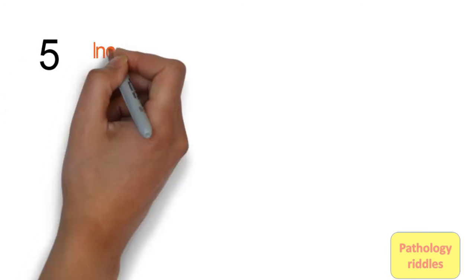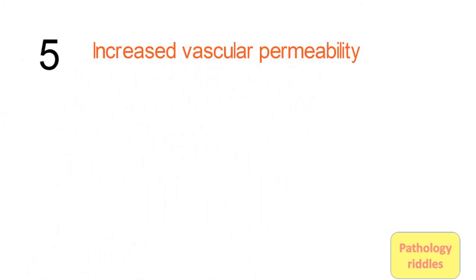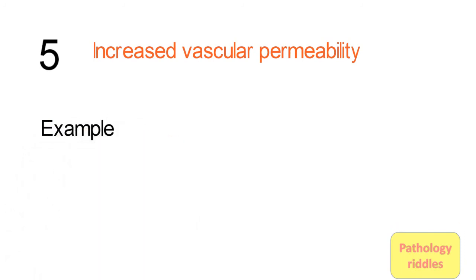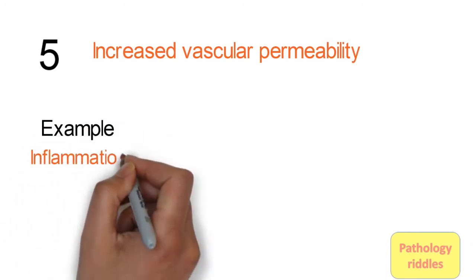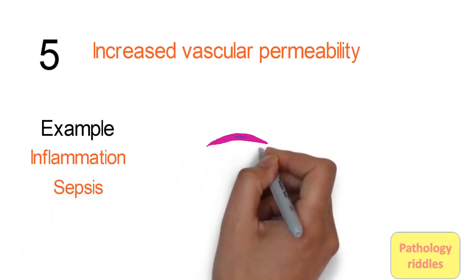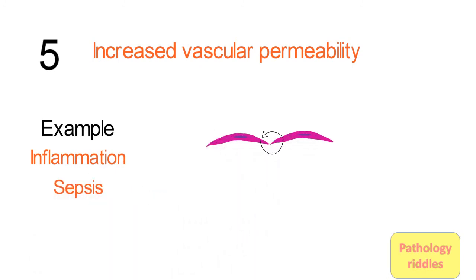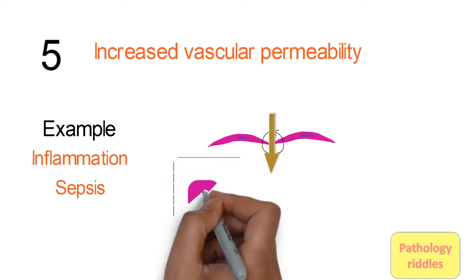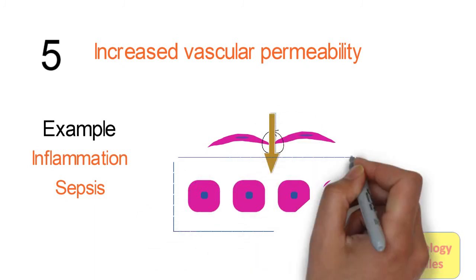Mechanism 5. Increased vascular permeability. In conditions like inflammation and sepsis, the space between the endothelial cells lining the vessel increases. This allows the escape of more fluids from the intravascular compartment into the interstitial tissue spaces, which causes edema.